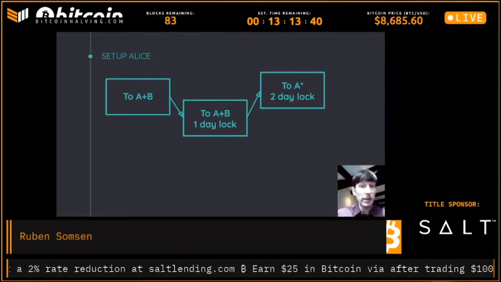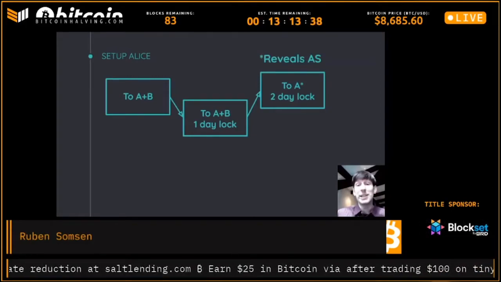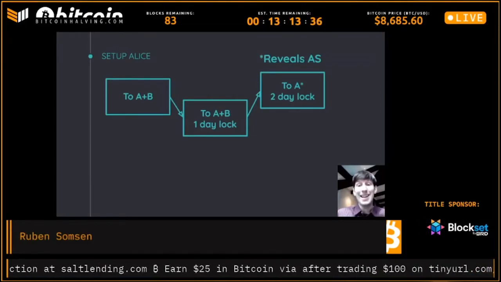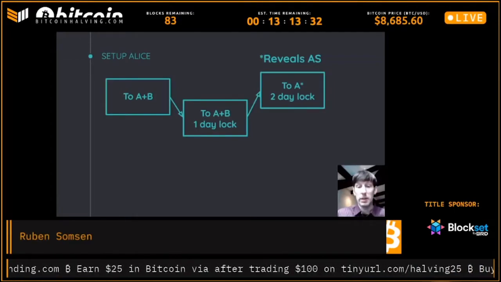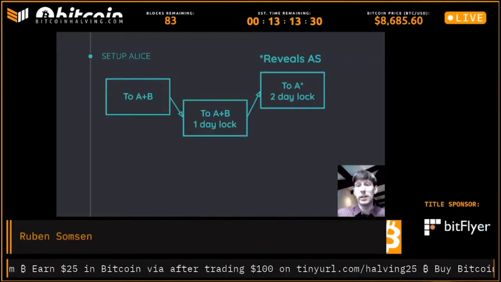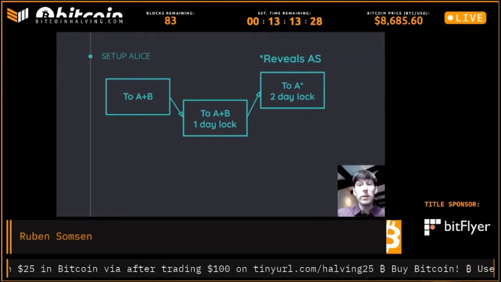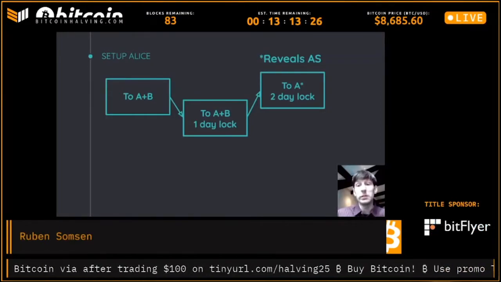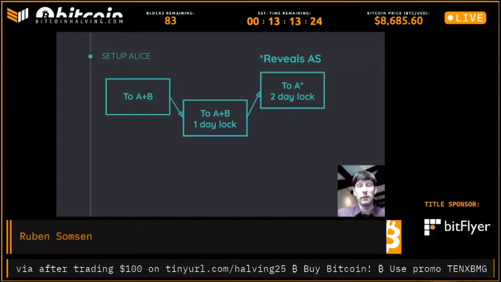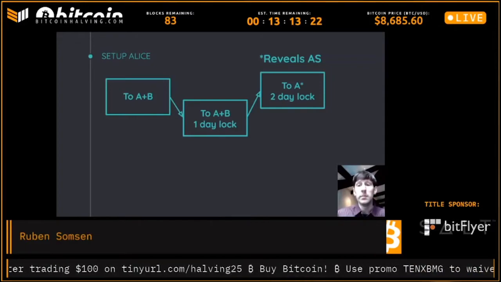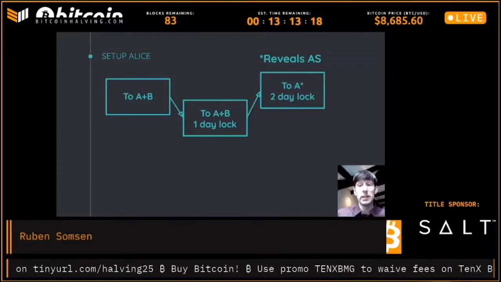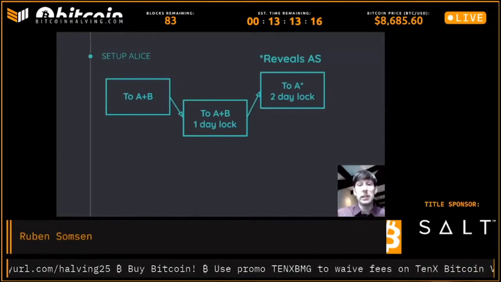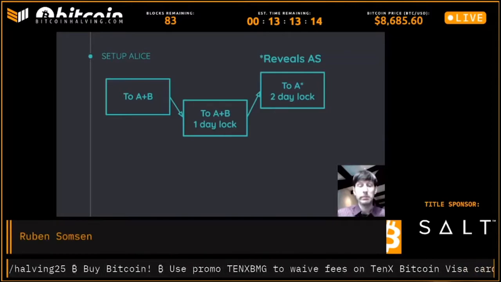Well, what does the star mean? It is actually an adapter signature, meaning that if Alice wants to broadcast this transaction, because remember, both Alice and Bob put a signature on it, Bob's signature is only valid if Alice reveals the secret to Bob. And this is something that adapter signatures can do. So basically what you have to remember here is if this transaction ever goes to the blockchain, Alice is revealing a secret, which we call AS here.